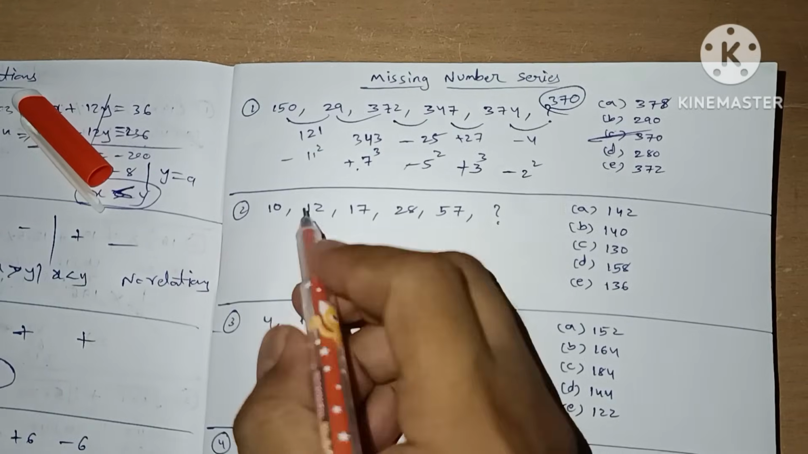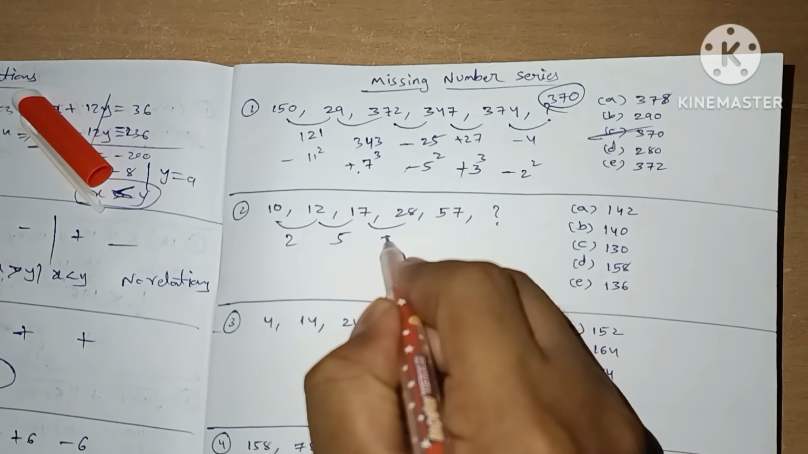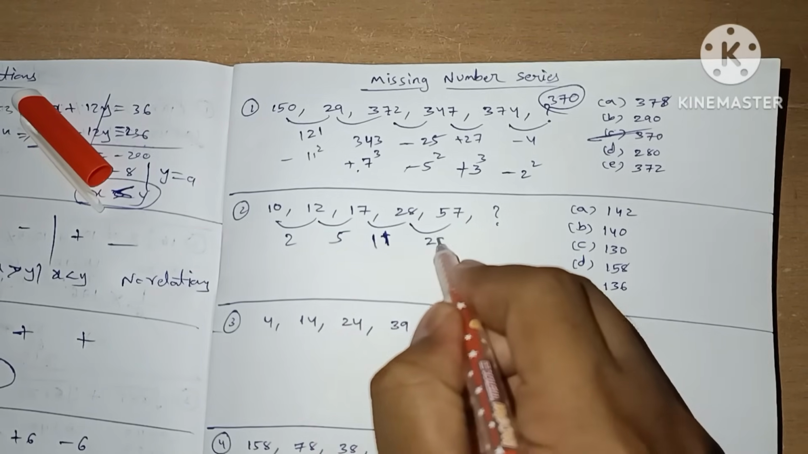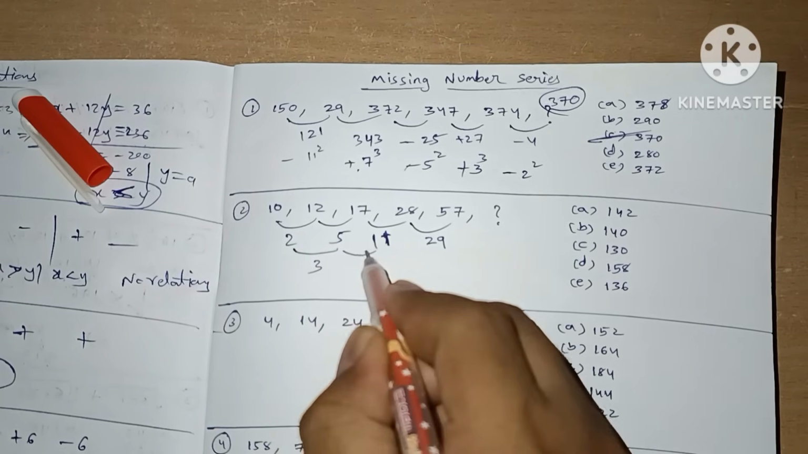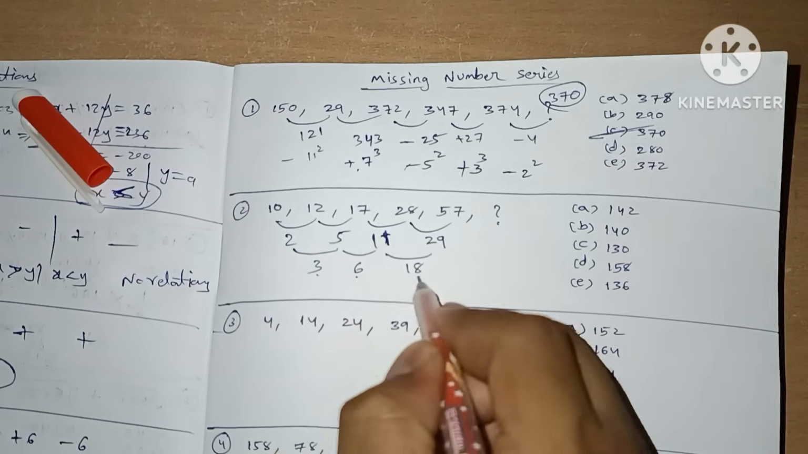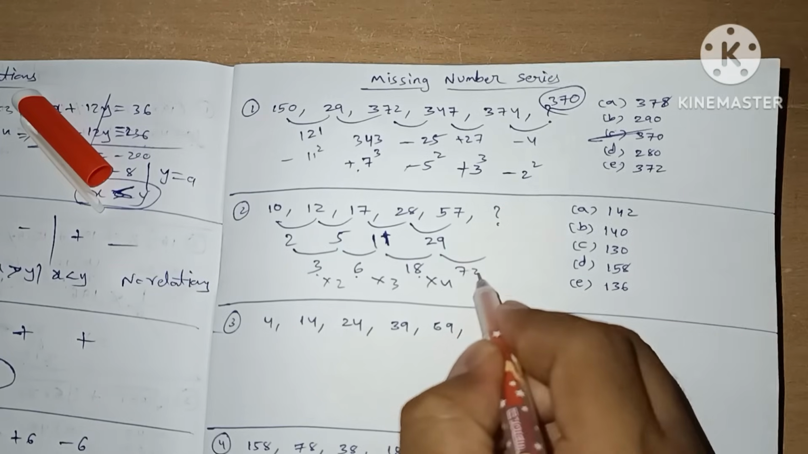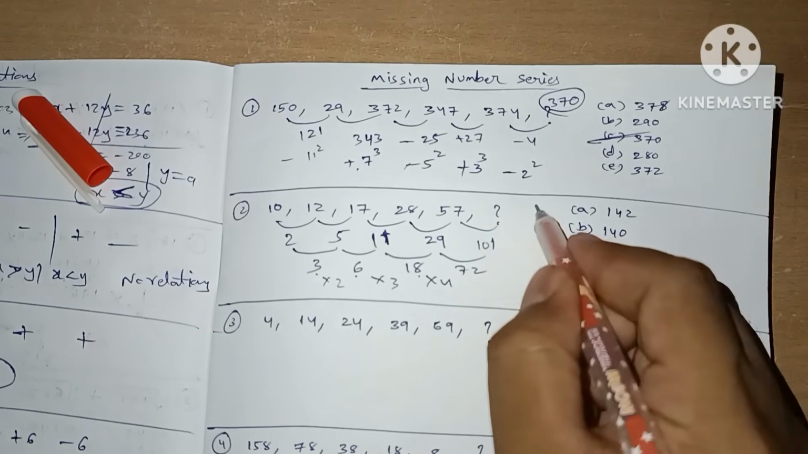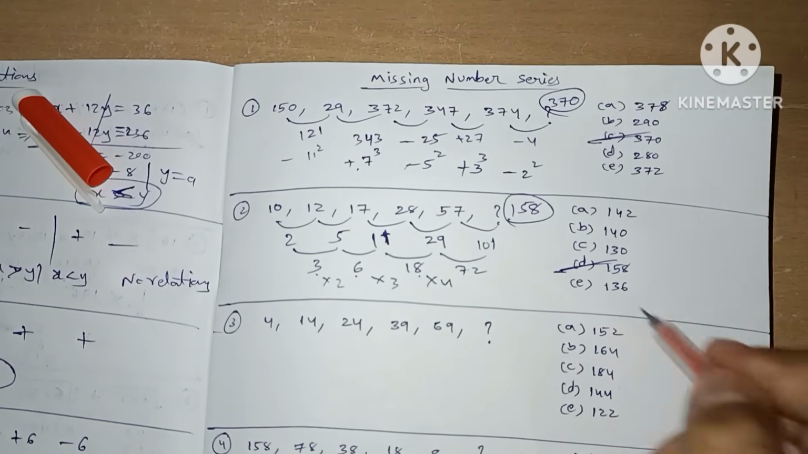Next, here we see a difference of 2. Here difference of 5. Difference is 11. Here the difference is 29. Okay, now the difference between these two is 3, 6, 18. So 3 2 times, 6 3 times, into 2 times, into 3 times. So it must be into 4 times, must be 72. Sum of these two means 11 and 10, 101. So 8, 5, 1, 158 is our answer. Option D is our answer.